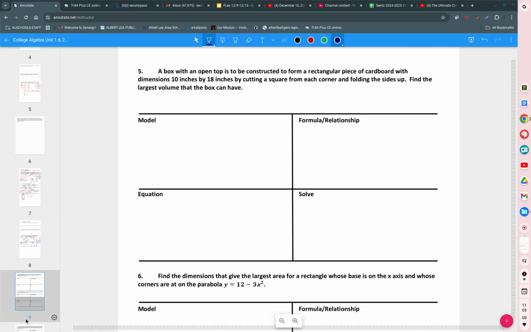Okay. Last example. A box with an open top is to be constructed from a rectangular piece of cardboard with dimensions of 10 by 18. So I've got a 10 by 18 piece of cardboard. And there's going to be squares that are cut from each corner, and then we're going to fold the sides up. Have we seen this model before? Yep, I did this with you guys the other day. So we're going to cut a corner here, here, there, and here.